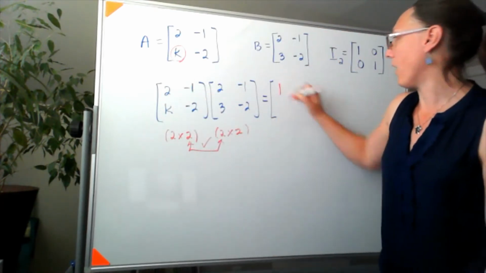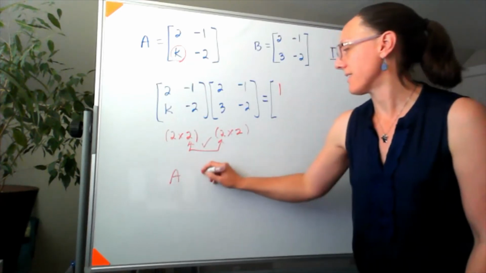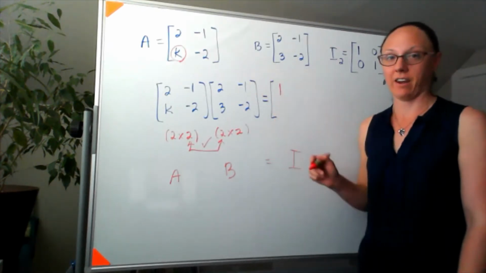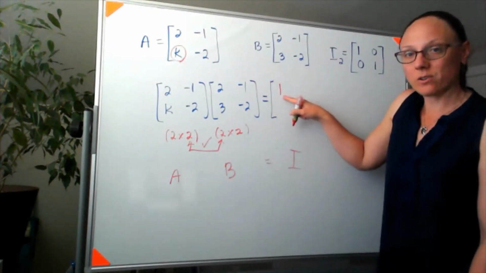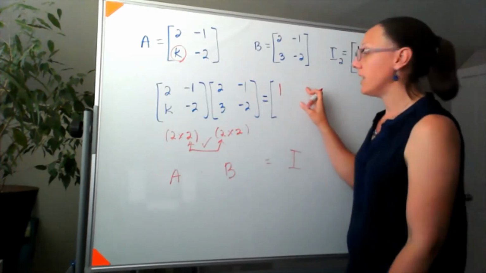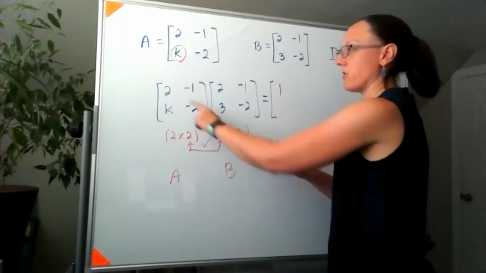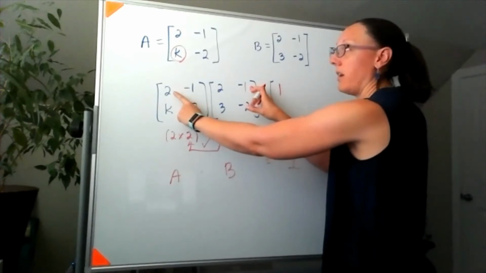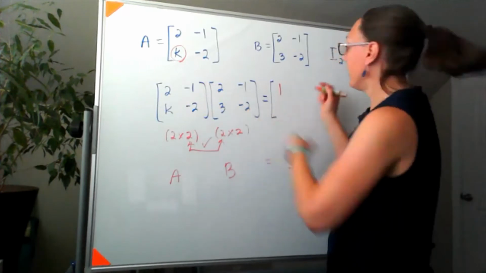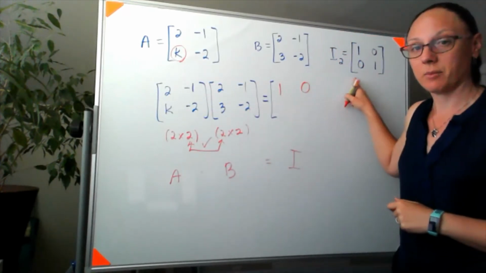get 1. Well, that's good, because I'm trying to make A times B equal to the identity matrix, if we can. So far, so good. I also need to get a 0 here and a 0 here, so let's make sure we do. So to get that row 1, column 2 entry, I need row 1 times column 2, so that's 2 times -1, that's -2, and then plus a 2, I indeed get 0.